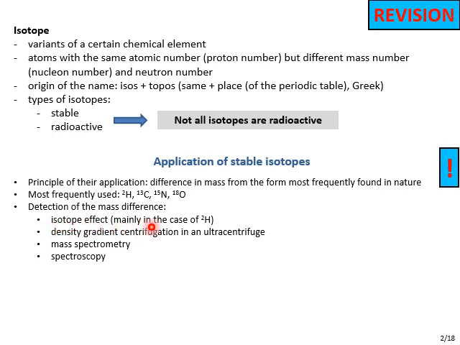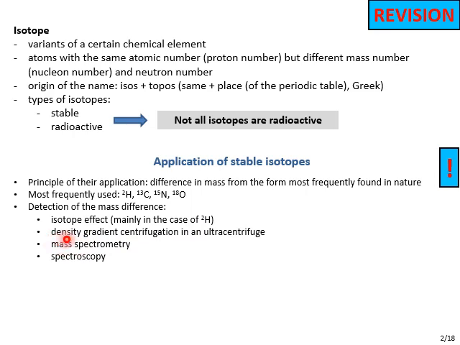This is most pronounced in the case of hydrogen 2, because the mass of hydrogen 2, deuterium, is 2 times larger than the mass of conventional hydrogen with a mass number of 1. So the fold difference between the isotopic variants of elements is the largest for the difference between hydrogen 1 and hydrogen 2.